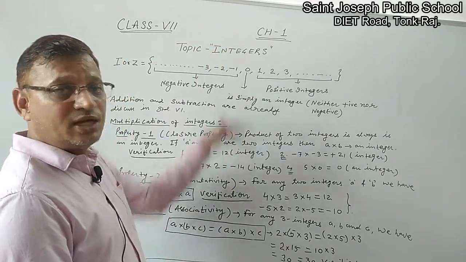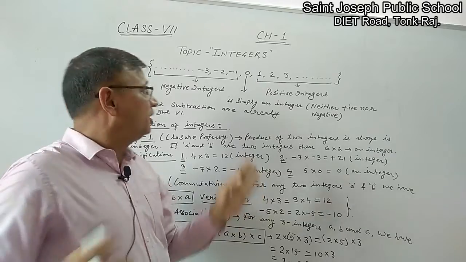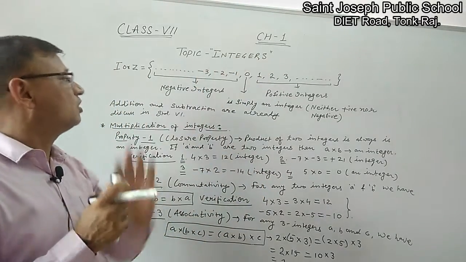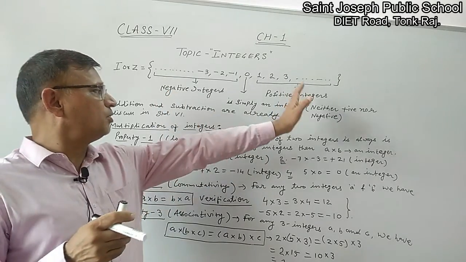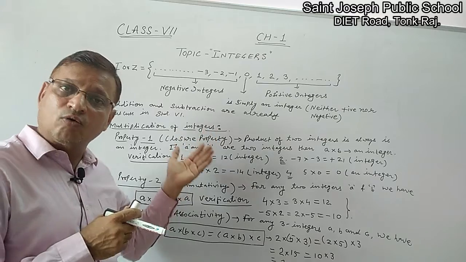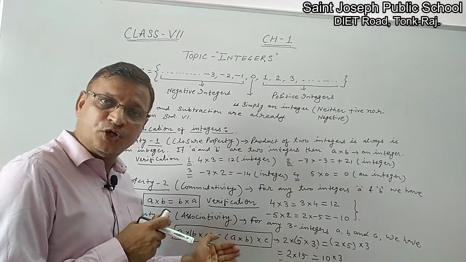So this time we discussed the introduction of integers, negative integers, positive integers, and the properties of multiplication of integers. Closure property, then commutative property, and now associative property.